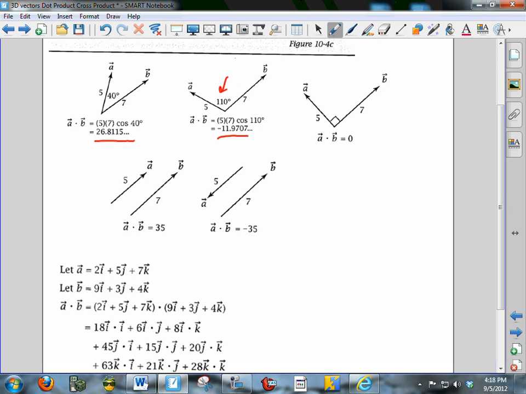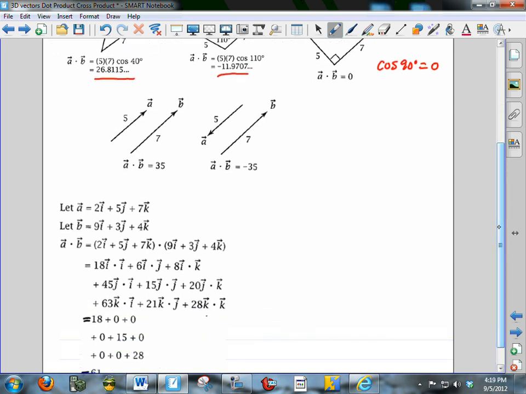If we have a right angle, since cosine of 90 equals 0, we get a dot product of 0. So one way of identifying whether two vectors are at right angles to each other is to take their dot product and see if you get 0.